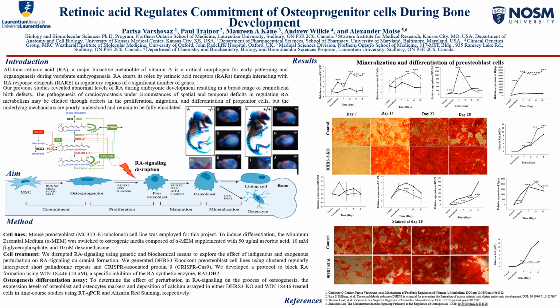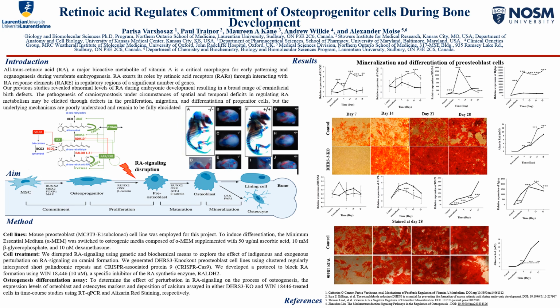Therefore, in this study, we aim to investigate how change in the activity of this enzyme affects the process of osteogenesis. I employed a pre-osteoblast cell line and made different cell models of retinoic acid deficient and excess models. Some of these techniques are CRISPR-Cas9 and also using different chemicals such as Win18446, which inhibits an enzyme that has a role in production of retinoic acid.